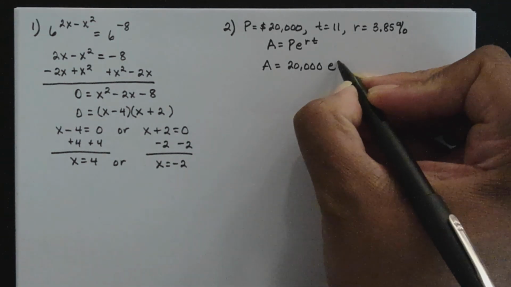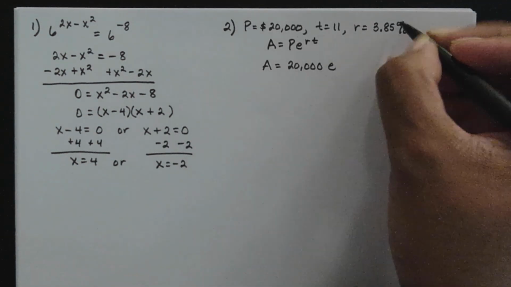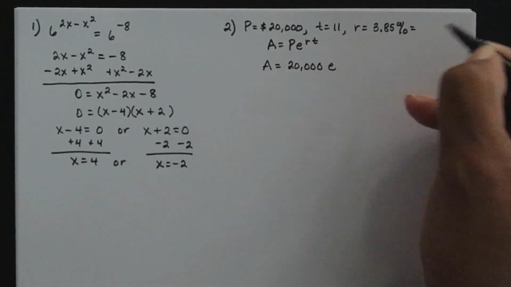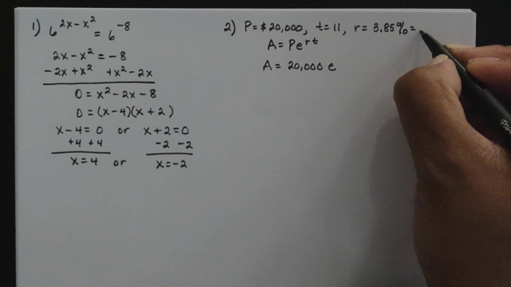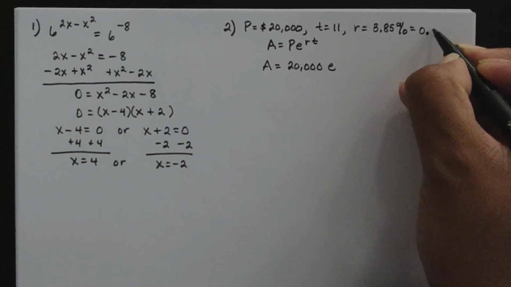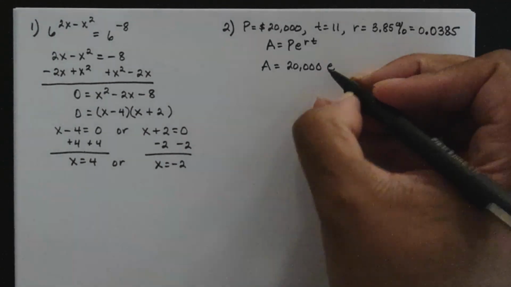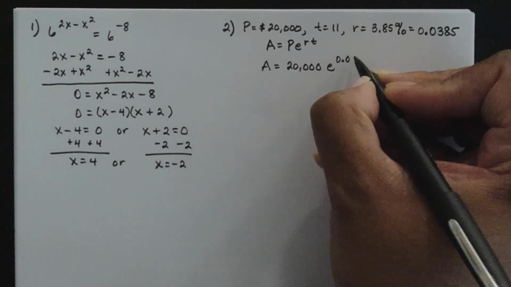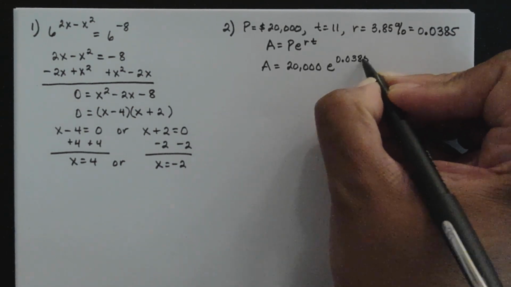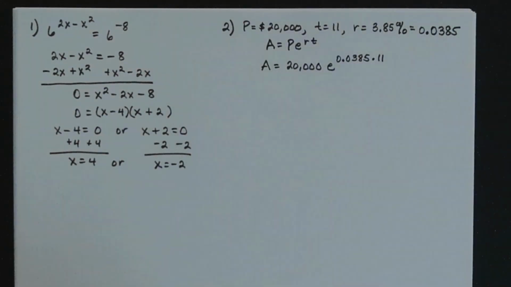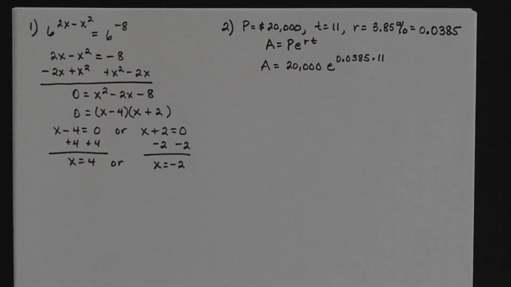times e to the r. And by the way, what's 3.85% as a decimal? 0.0385. Now, to get that, you can just take that 3.85 and divide that by 100, since percent means per 100. You'll get the decimal, 0.0385.